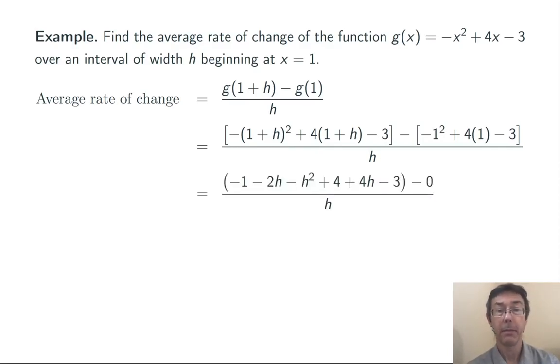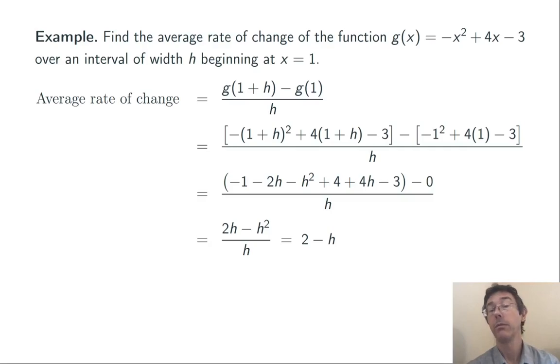We simplify by distributing there in the first bracket, doing the 1 plus h squared and the 4 times 1 plus h. Combine like terms, and then the numerator becomes 2h minus h squared. There's a common factor of h in the numerator that we can cancel out and factor. So the average rate of change of g of x on the interval from 1 to 1 plus h is going to be 2 minus h for any h value.